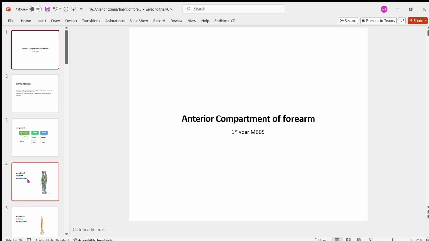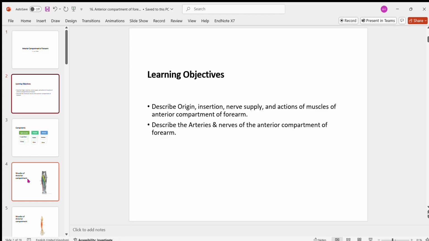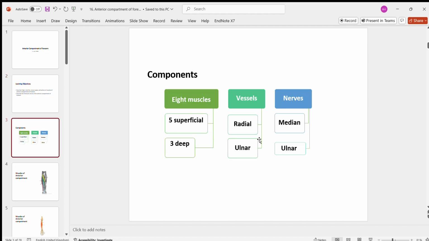So today we are going to discuss the anterior compartment of forearm. In this video, we are going to discuss the origin, insertion, nerve supply, and actions of all the muscles of the anterior compartment of forearm, along with the arteries and nerves supplying this compartment.